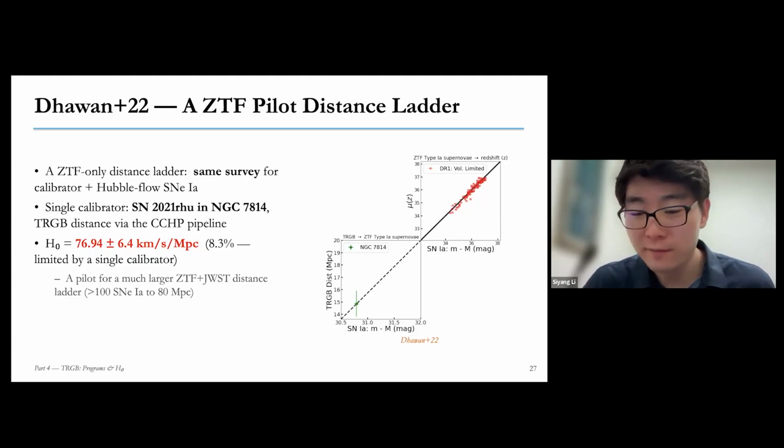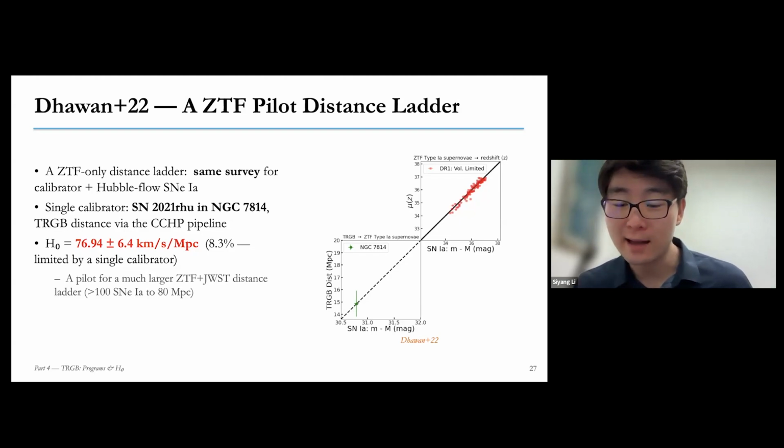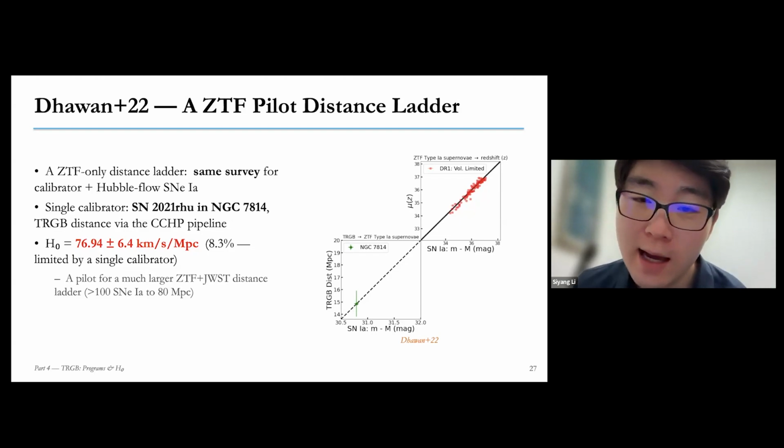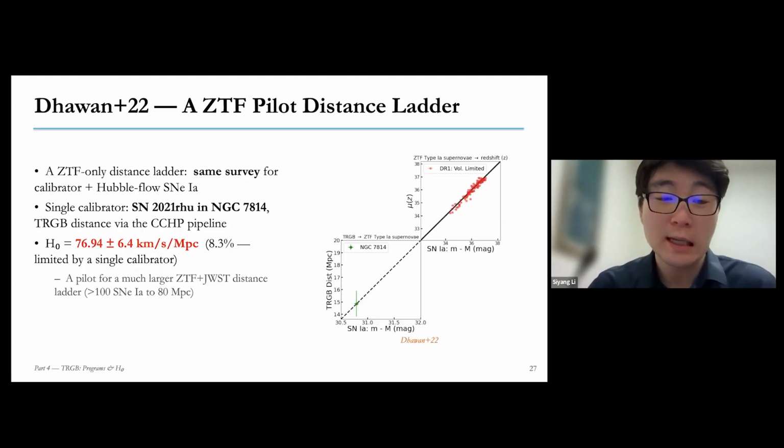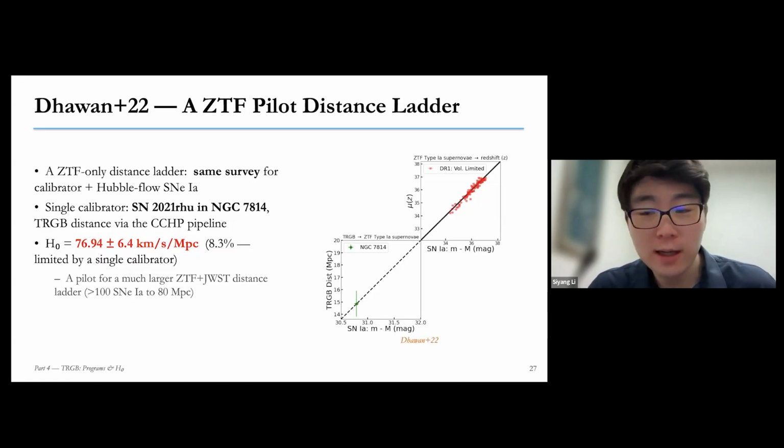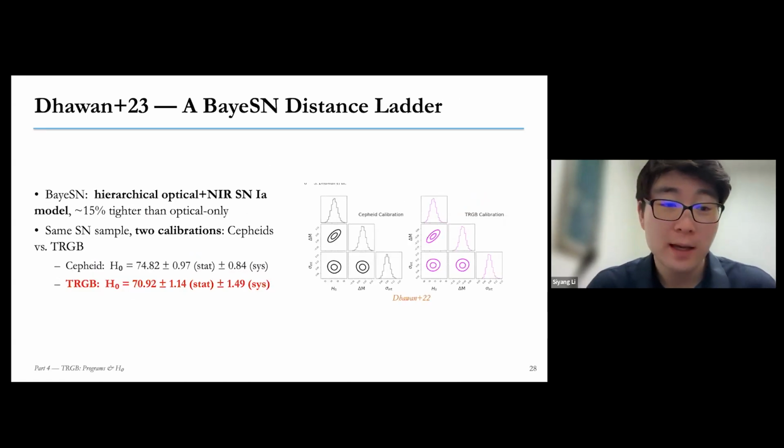These are not very tight constraints because they were only using a single Type 1a supernova as calibrator in a single galaxy. There's certainly a lot of potential for expanding this if they so choose. But again, I think the importance here is to really emphasize that there are also other efforts, other teams using different data sets, different measurement methods to measure the Hubble constant in the literature.